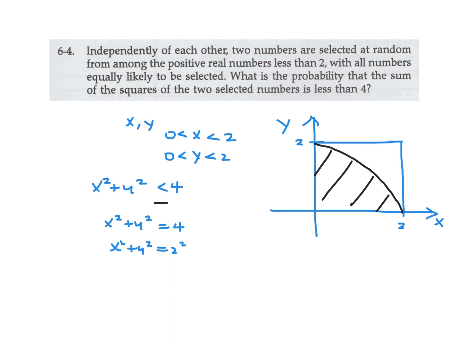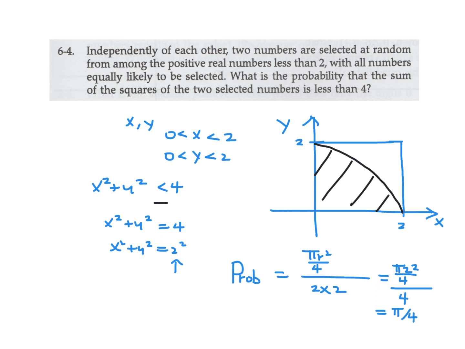So that means basically that the probability is the specific condition, which is that it's less than 4. So that area would be the area of a quarter circle, so pi r squared divided by 4, and then over the total area, which is the whole square. And that whole square is just a 2 by 2 square. Now the radius is 2, so that's going to be pi times 2 squared over 4, over 2 times 2, which is 4. And that looks to me like pi over 4.